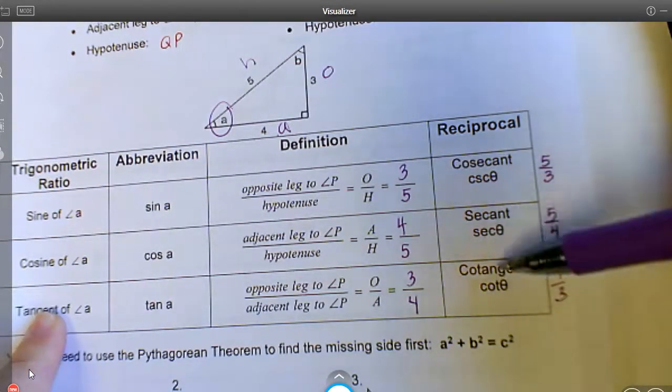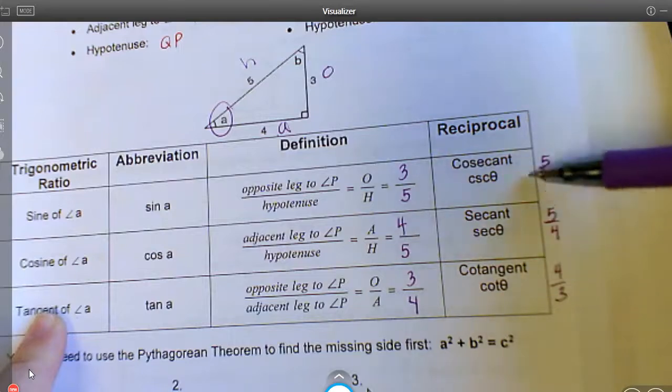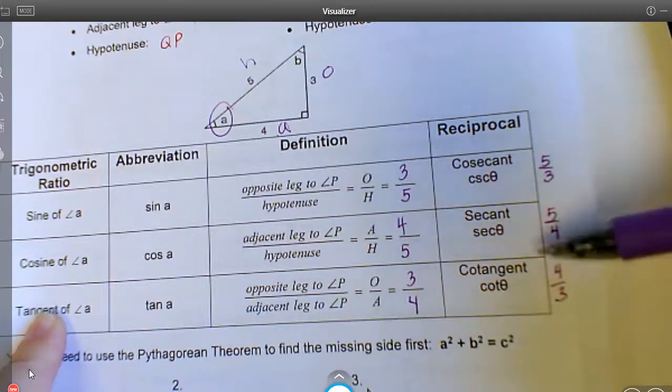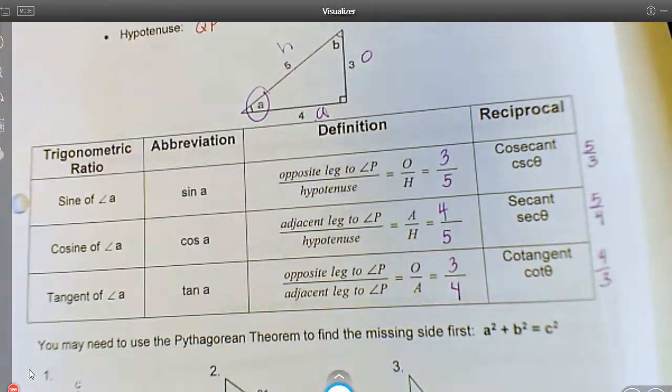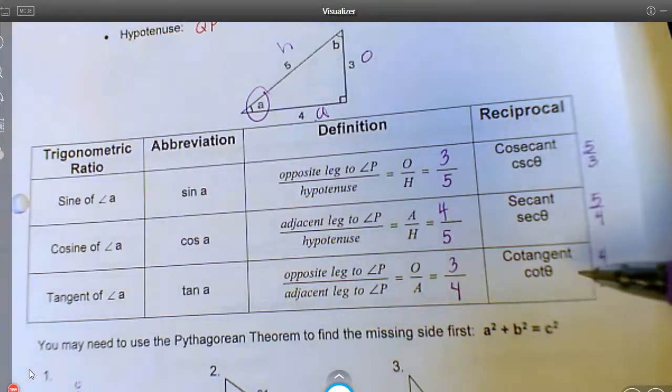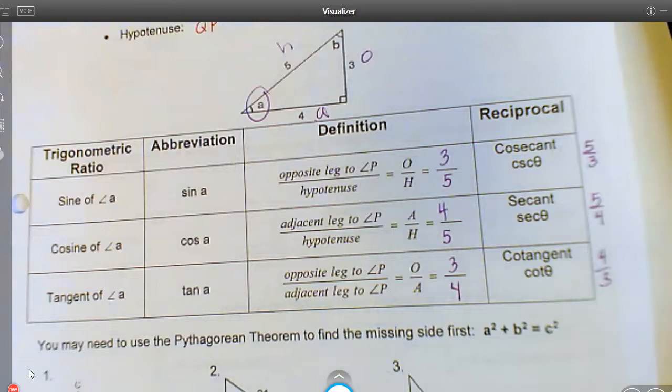We won't have to do a lot with this, but in future math classes you will. And so I think it's important for you to know that there are actually 6 trig functions. These three are not on the calculator, but to find them, you have to know that they're a reciprocal of sine, cosine, and tangent. Okay?